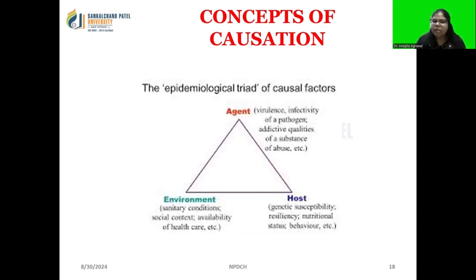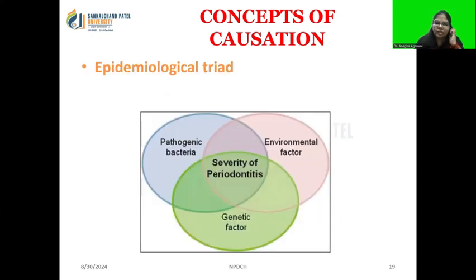Now, agent means the one thing, the presence or absence of which may cause you a disease. Environment means the environment around that particular agent and that particular host, which makes that agent work to cause that particular disease. And the host is the person or the tissue or the organ that is harboring that particular disease. Okay. So again, this is the epidemiological triad for periodontitis.